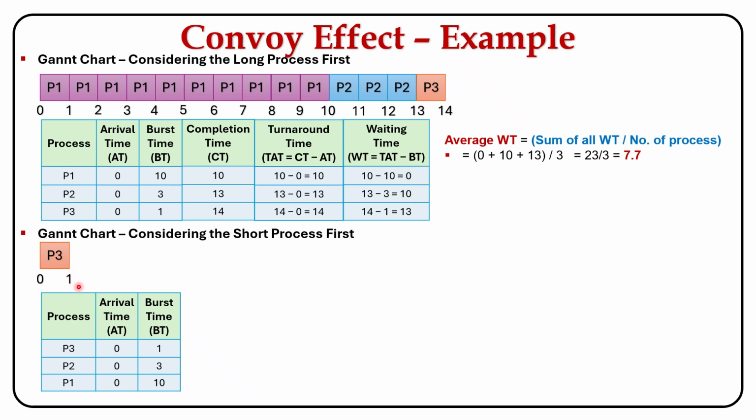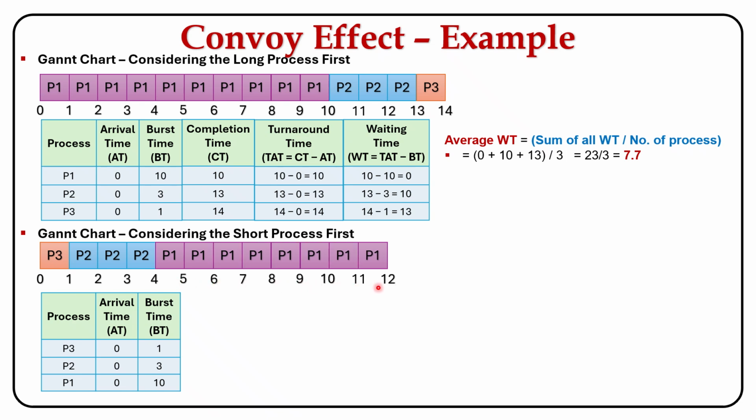Next, among the remaining processes, P2 has the shortest burst time. So it starts its execution from time 1 and continuously executes for 2, 3 and 4. So its completion time is 4. Next, P1 gets executed. It starts at time 4 and runs for 5, 6, 7, 8, 9, 10, 11, 12, 13 and 14. So its completion time is 14.